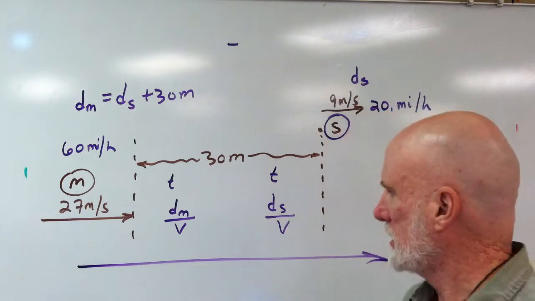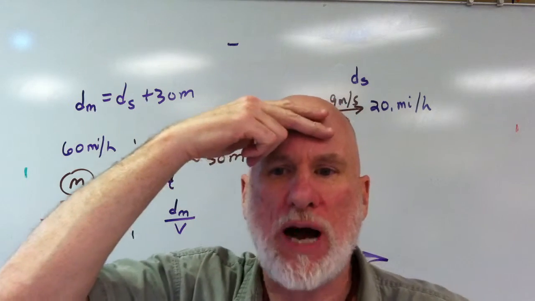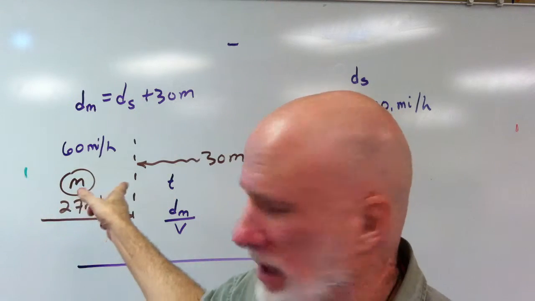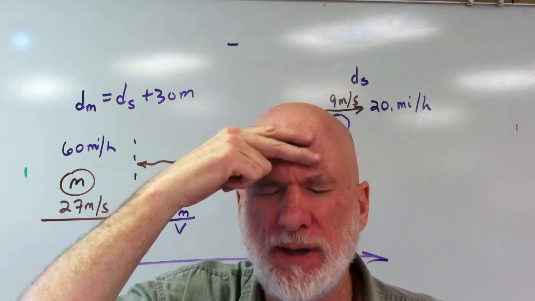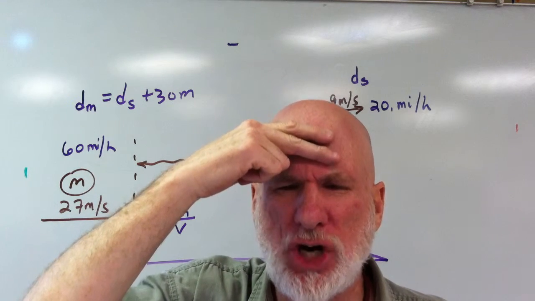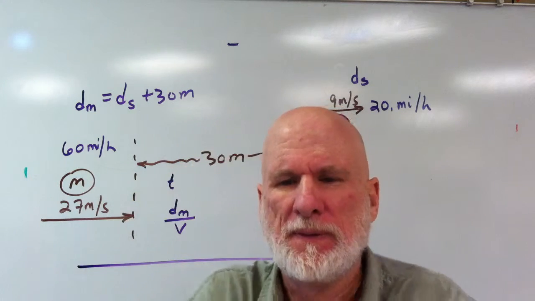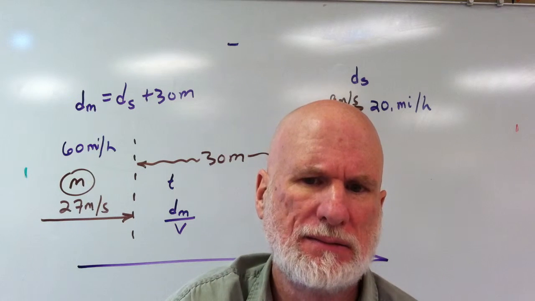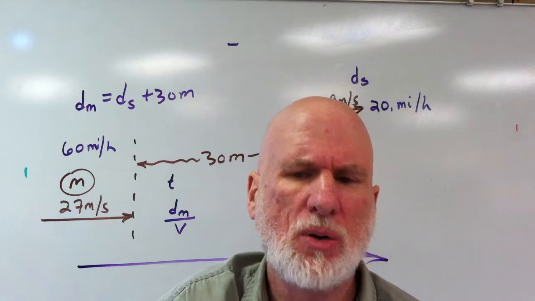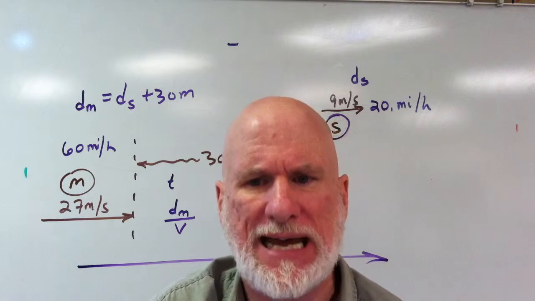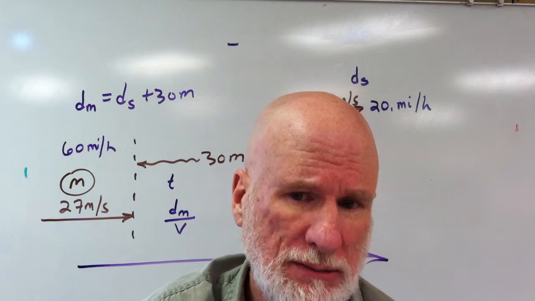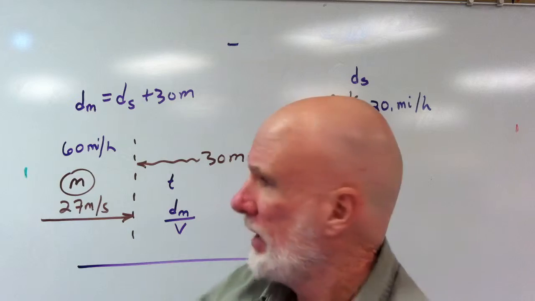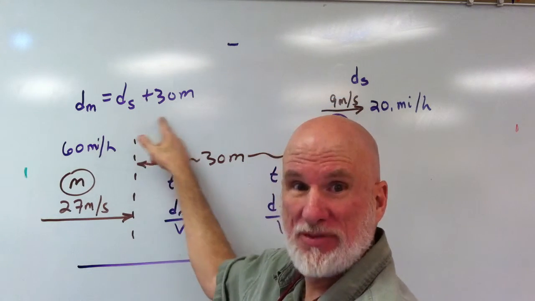Now, this is tricky. Can you rewrite dm here in terms of ds? I'm just asking you to write dm, but do it in terms of ds. So how far will dm have gone relative to ds? Won't it be ds plus 30? So dm equals ds plus 30, doesn't it? Now look at this up here. Didn't I write that in the beginning?